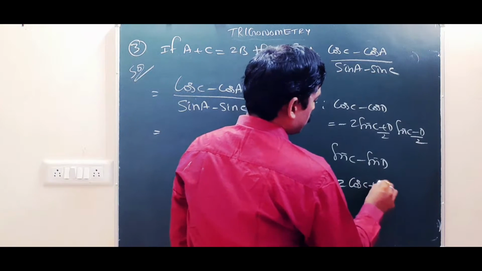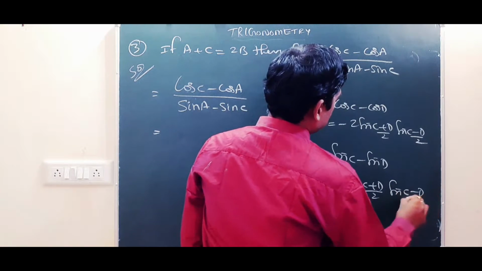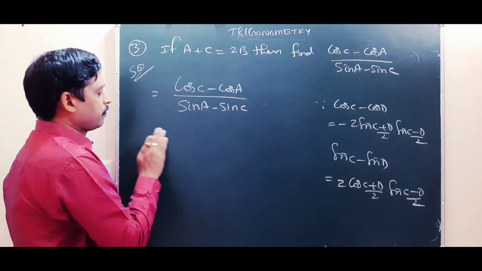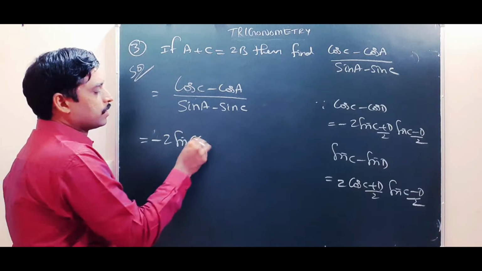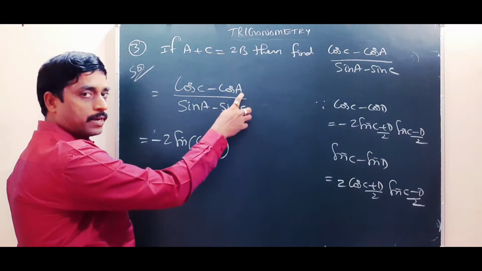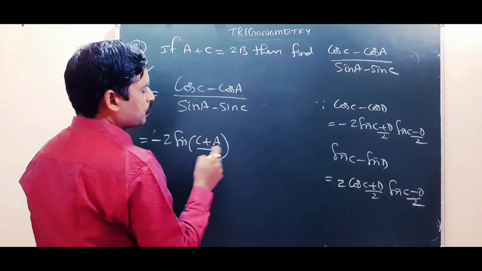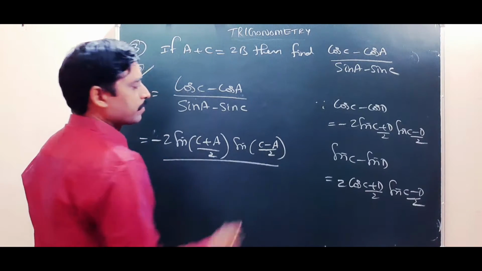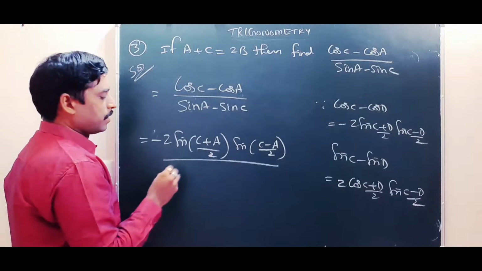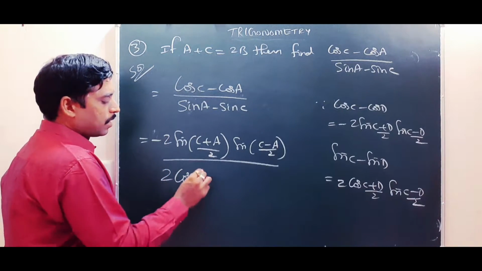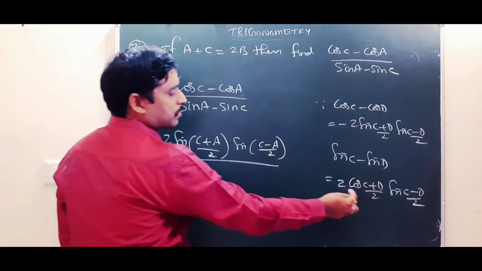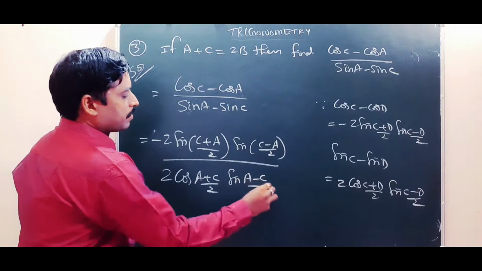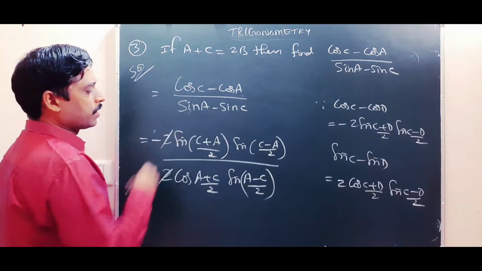2 cos C plus D by 2 sin C minus D by 2. Okay, now we apply the cos C minus cos D formula, minus 2 sin C plus A by 2, where we are replacing D with A. So minus 2 sin C plus A by 2 sin C minus A by 2, and by using the sin C minus sin D formula, 2 cos A plus C by 2. What is the formula? 2 cos C plus D by 2 sin C minus D by 2. So sin A minus C by 2. In this, the 2 gets cancelled.